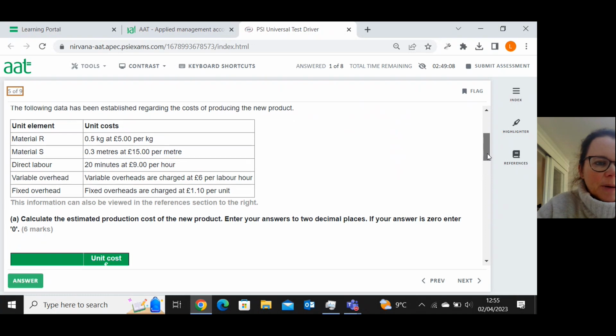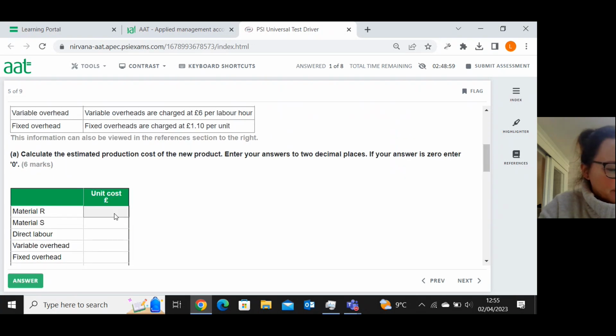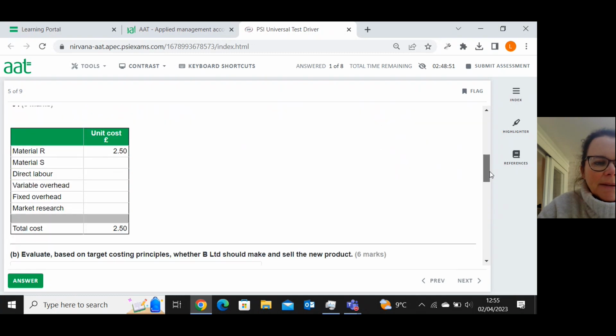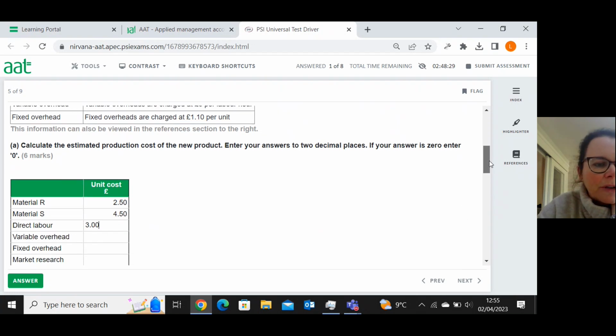So really simple. So we're just going down this list and working out the cost. So half a kilo at £5 per kilo is £2.50. Material S, we had 0.3 metres at £15 per metre, so 0.3 times 15 gives us £4.50. Direct labour, 20 minutes at £9 an hour. So I'll do 20 divided by 60 to convert that to hours, and then times it by 9. £3, or basically a third of an hour worth of cost.